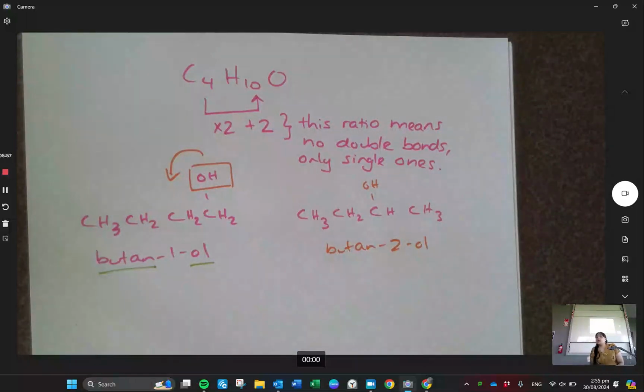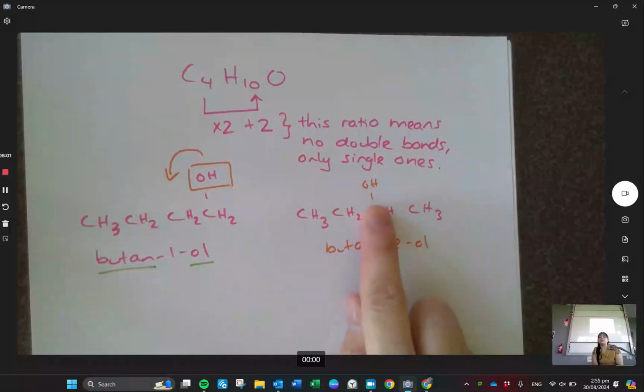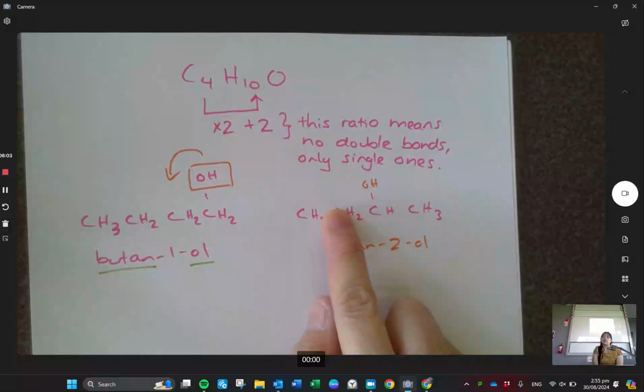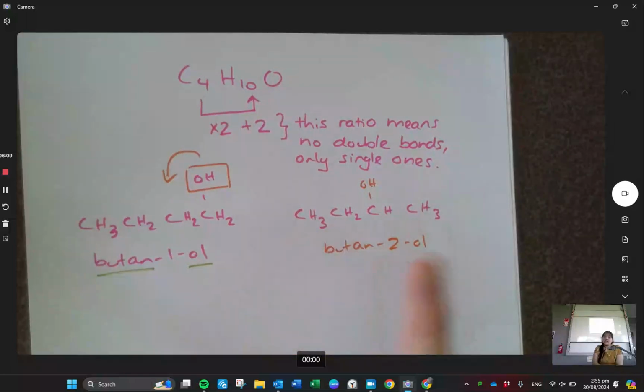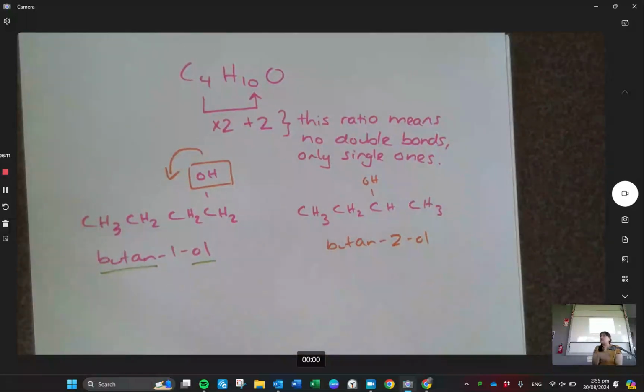All right. So next thing I then do is I want to see, okay, if I move this OH down again, do I make a new molecule? No, because it's still butane 2-ol because I would start numbering it from this way. If I move this onto that carbon, is it a new molecule? No, because now it's butane 1-ol again. So I have done moving the organic molecule.